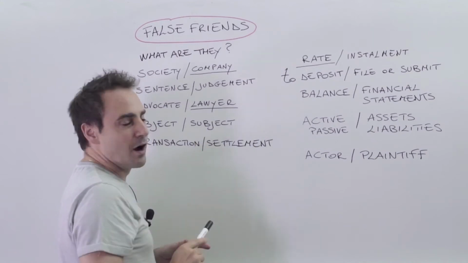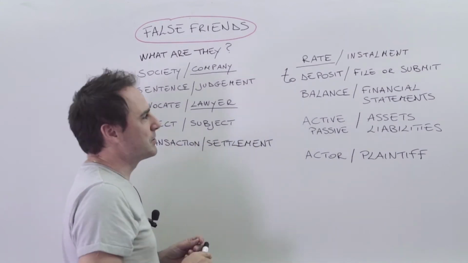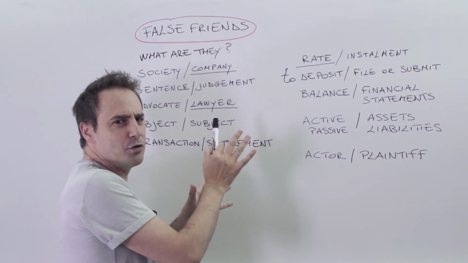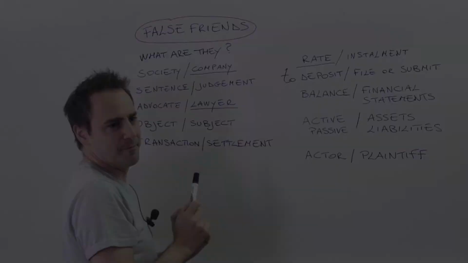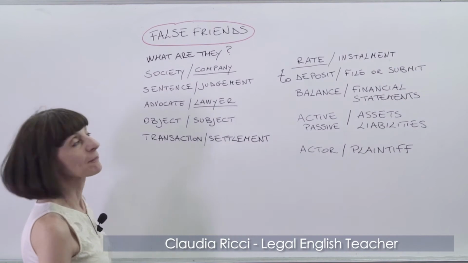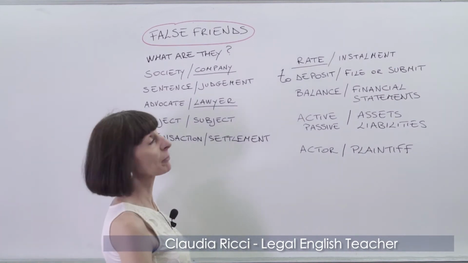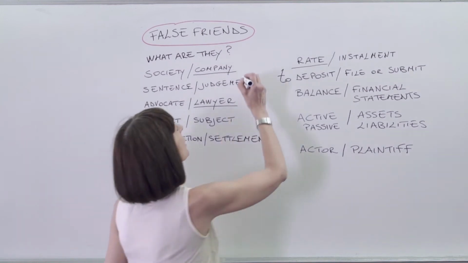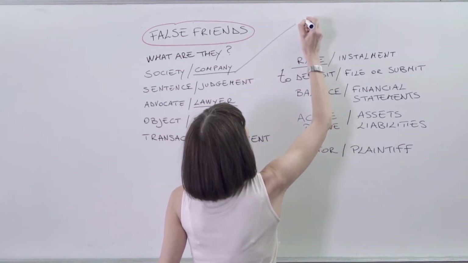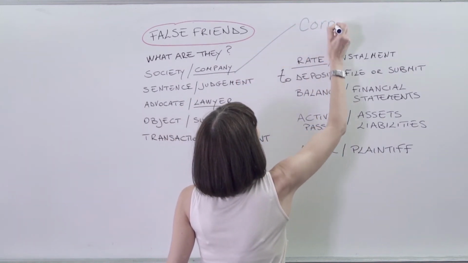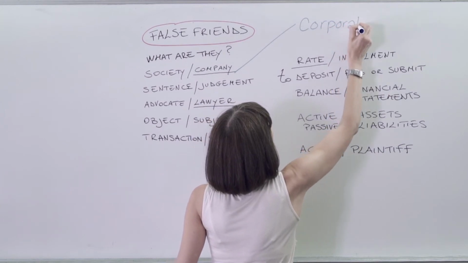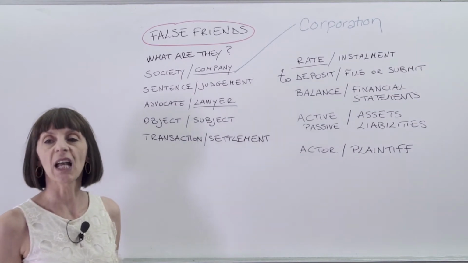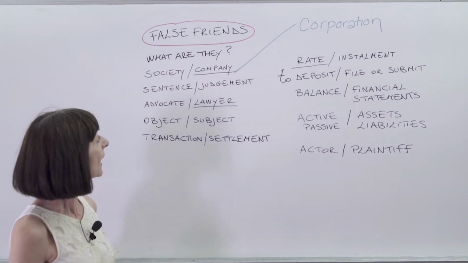Now, Claudia will give you additional tips on these words and examples on how to use these words effectively. Thank you, Stefano. Okay, so let's start with company. For example, to set up a company. In the US, the word corporation is often used to mean a limited company.